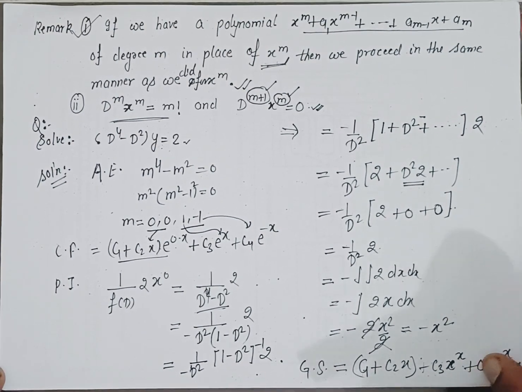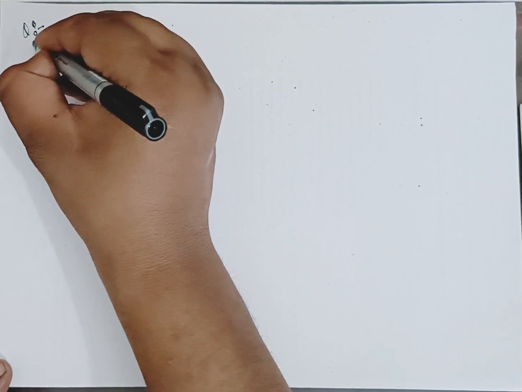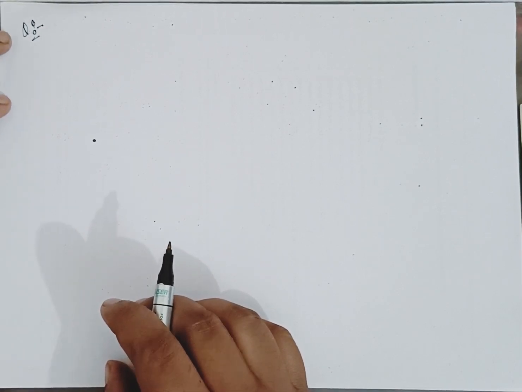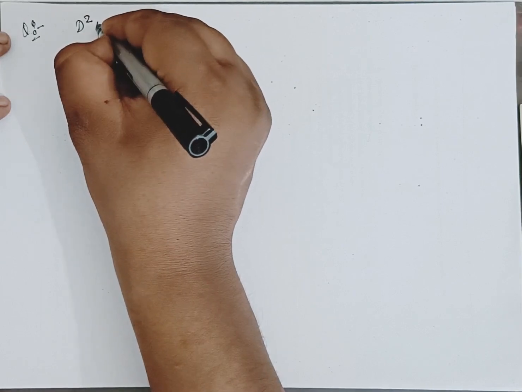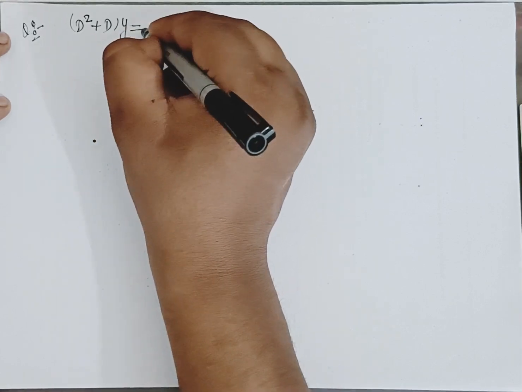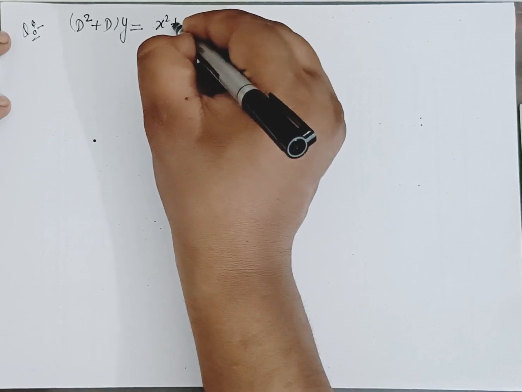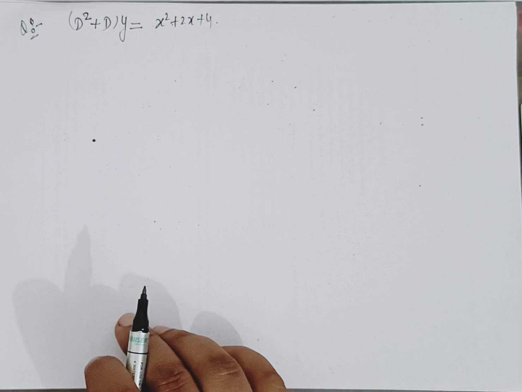Now, to understand this theory we need to solve some more questions based on it. The next question to discuss: find the solution for the differential equation (d square plus d) y is equal to x square plus 2x plus 4. We need to solve this question.